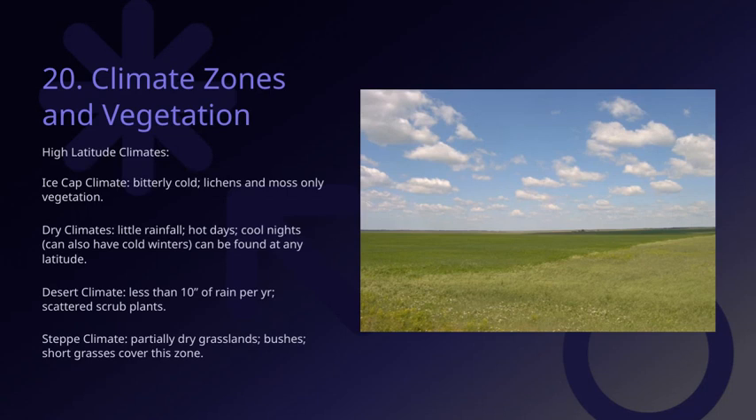Now let's take a closer look at some of the major climate zones and their vegetation. First, we have the steppe climate. This zone features partially dry grasslands where bushes and short grasses are the dominant vegetation. It's a semi-arid region, so while it gets some rainfall, it's not enough to support lush forests.